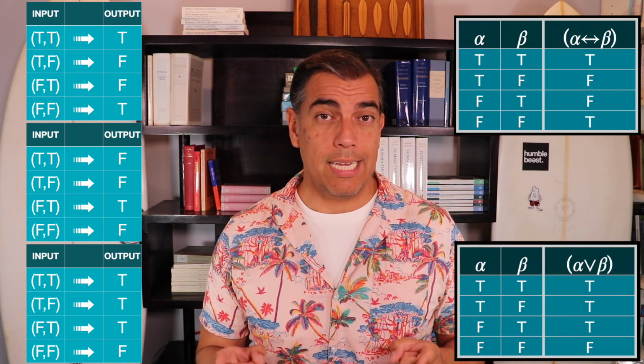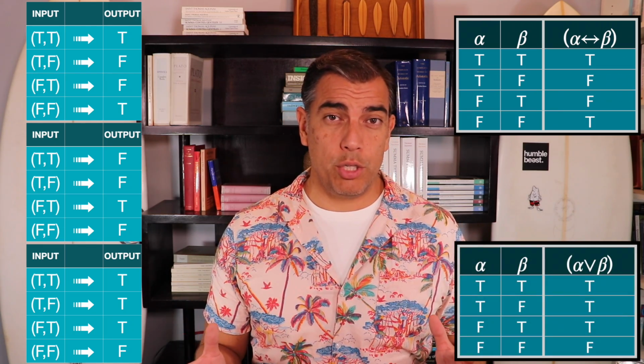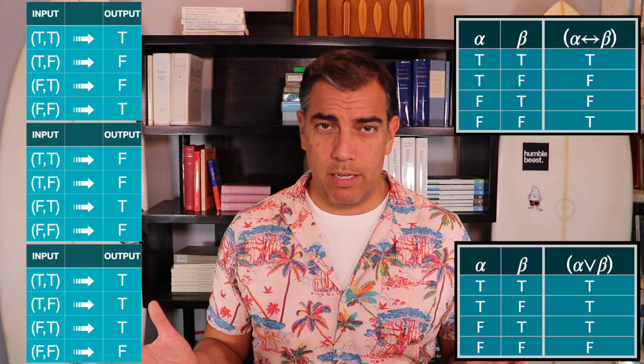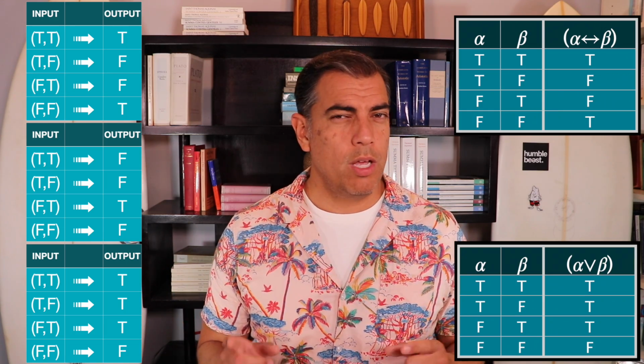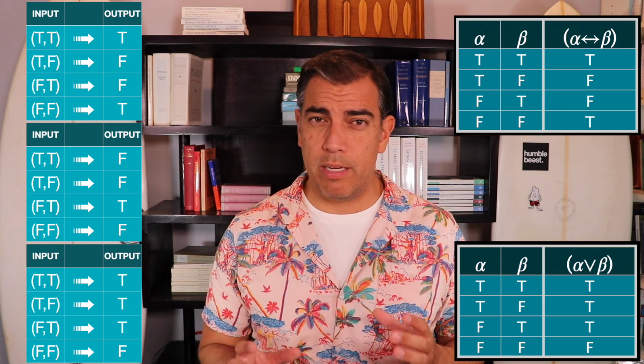Also, number 3 is an OR. Remember, for our disjunction, the rule was if any of the disjuncts are true, then the whole thing is true. The only time it's false is if both disjuncts are false.